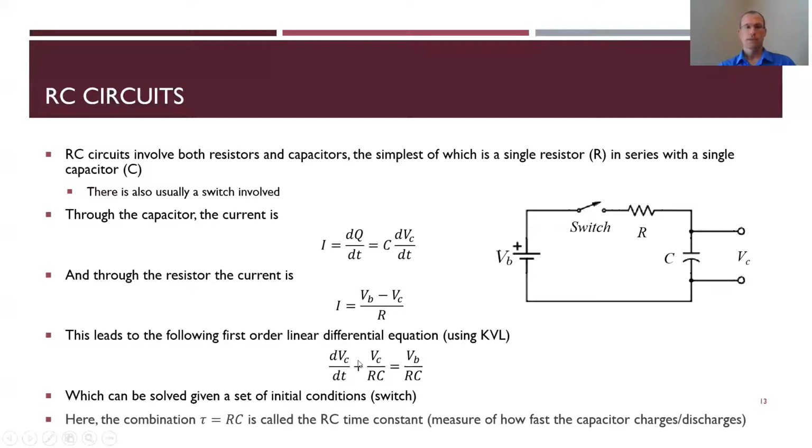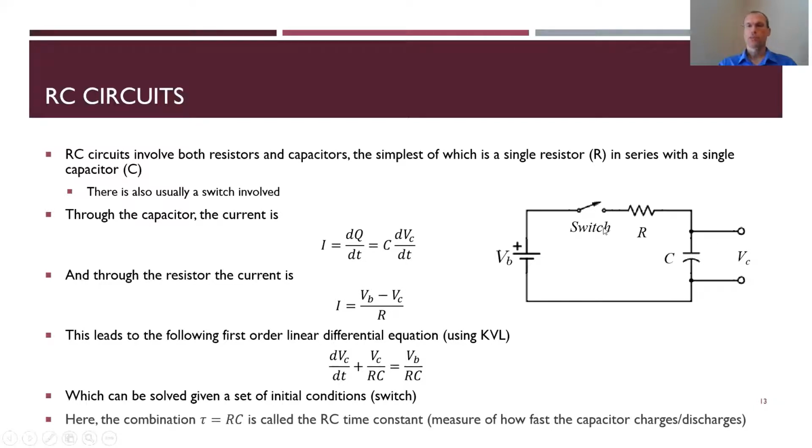So in terms of Kirchhoff's voltage law around my circuit, I have my voltage across my capacitor plus voltage across my resistor equals voltage in the battery. We're going to solve this equation for a given set of initial conditions. Essentially, the two most common initial conditions are: the switch is off, and then at time equals 0, you turn that switch on. So that's going to correspond to the capacitor charging.